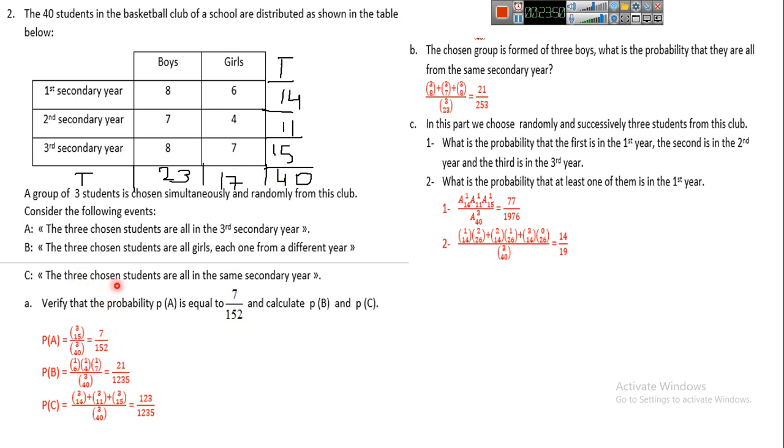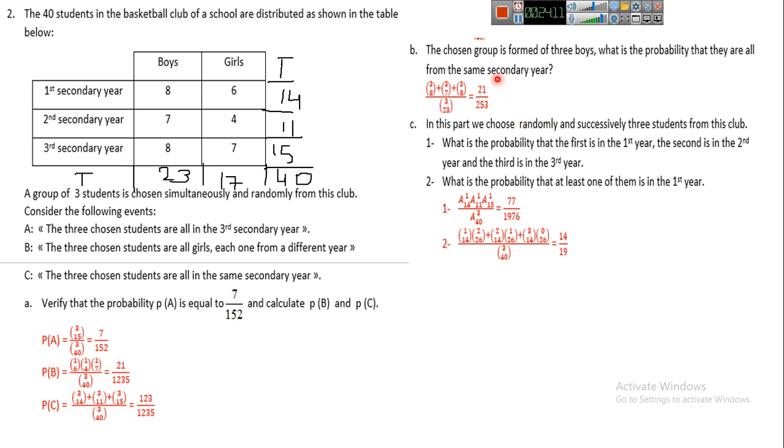And P of C, the 3 chosen students are all in the same secondary year. So either you pick 3 out of 14, or the 3 are from secondary 2, 3 out of 11, or 3 out of 15, over total 3 out of 40. So this is a combination where we don't have conditional probability.